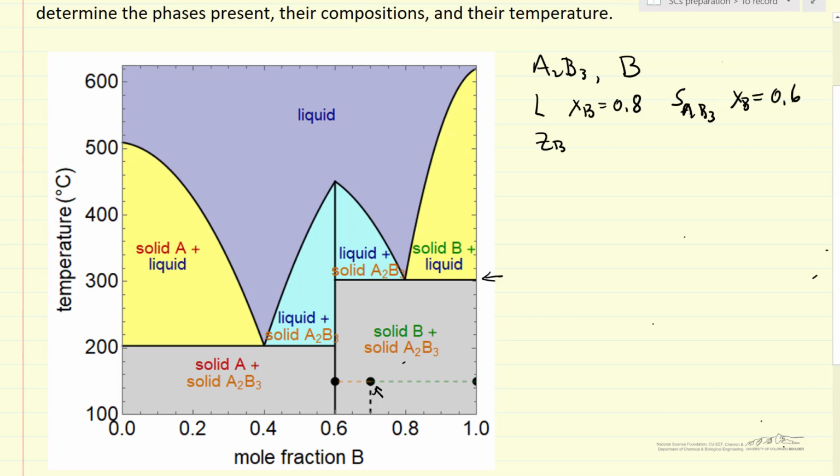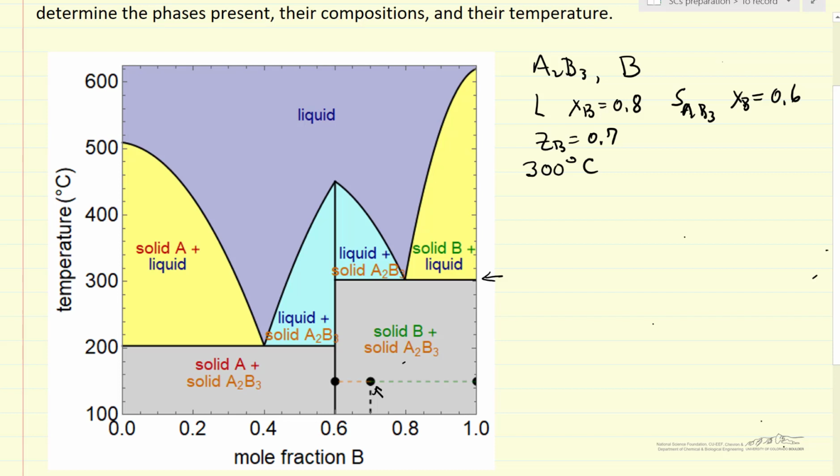Well, our overall mole fraction is 0.7, halfway in between. So the point where we're just above 300 means we have half liquid and half A2B3, just from the lever rule. So that would be 0.5 moles of liquid. The problem says we have 0.4 moles of liquid. So the first question that we've answered, it means we're at 300 degrees C.